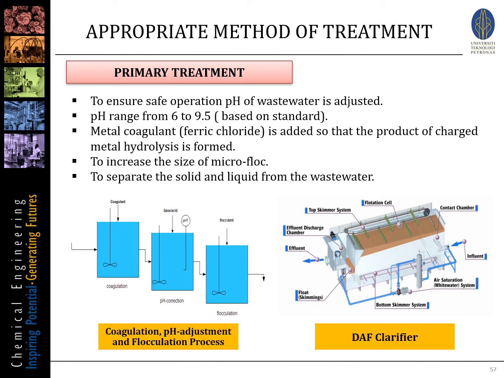The function of the coagulation tank is to coagulate the particles by adding a metal coagulant such as ferric chloride or ammonium sulfate. The flocculation tank is to increase the size of microflocs. To improve the settling, polymers will be added to strengthen the bind. The dissolved air flotation DAF clarifier is to separate solid and liquid from the wastewater. As can be seen from the slide, this is an example of a DAF clarifier.